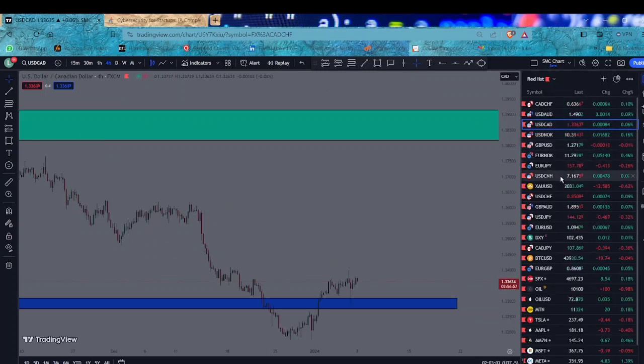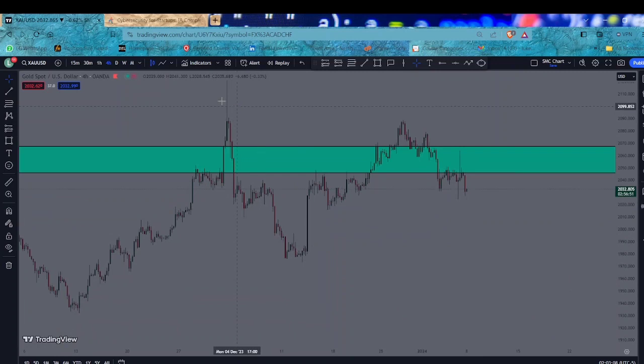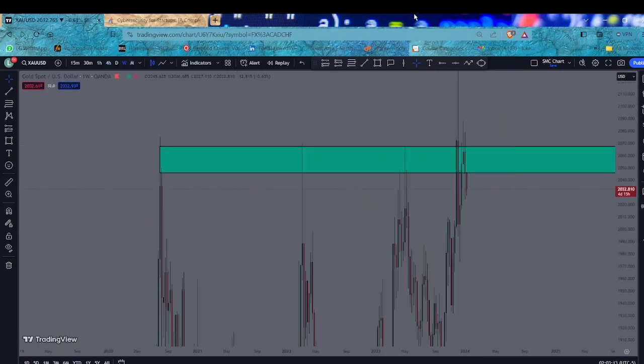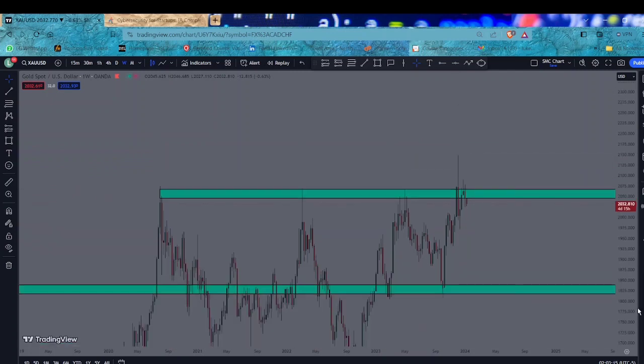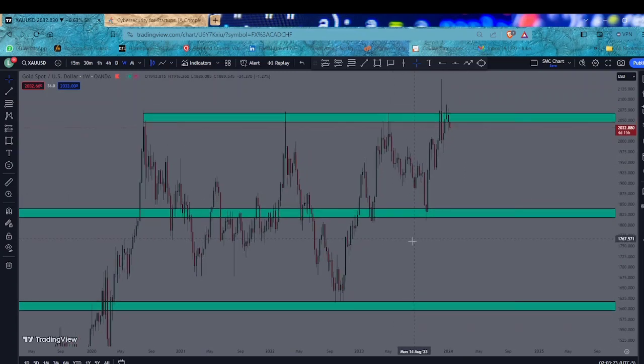Okay, let's look at gold. Let's look at what gold is doing. All right, so this is the gold market. Let's go to the weekly time frame. You know how we do it. On the weekly time frame, what can we see? Okay, we can observe that on the weekly time frame, gold has been flying up.